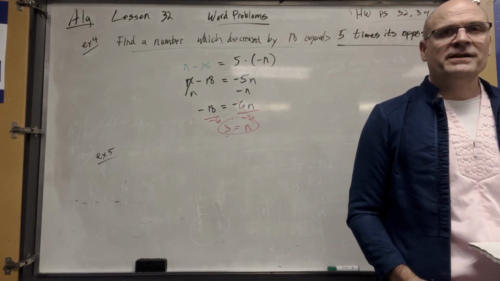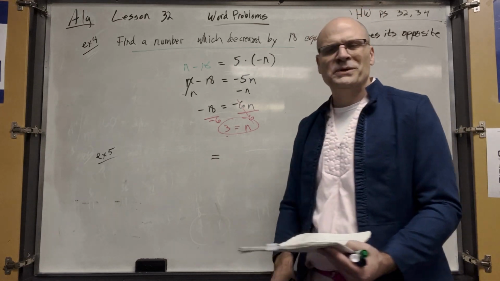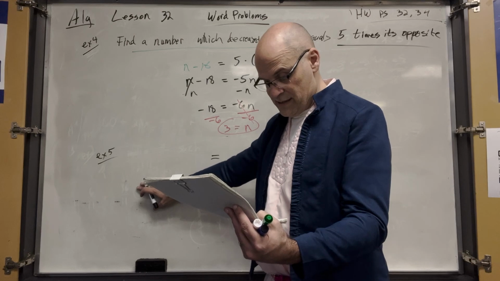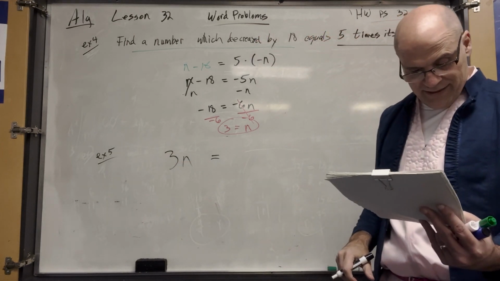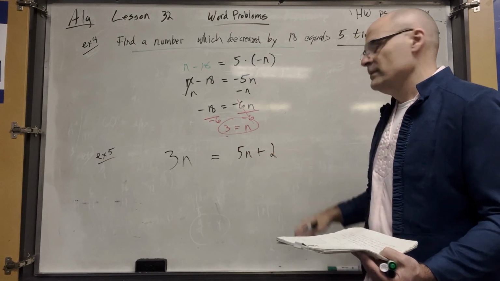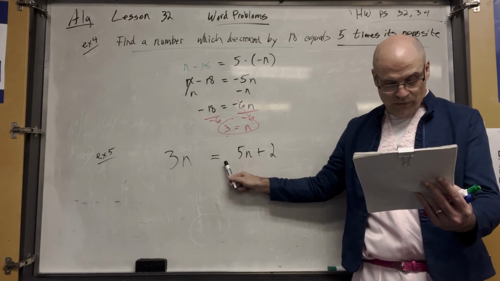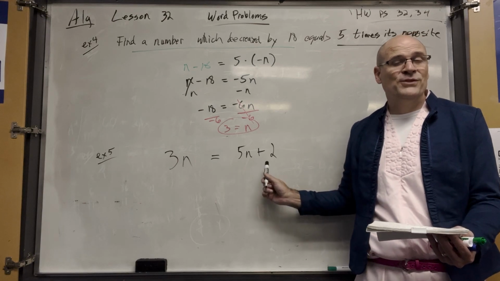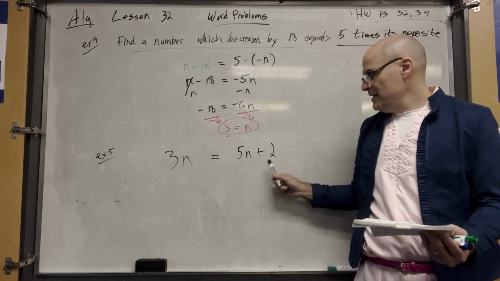Okay, here's another one. We get the same result if we multiply a number by 3, or if we multiply the number by 5, then add 2. So do you see how I translated that? We get the same result if we multiply a number by 3, or, talking about the same result, multiplying that same number by 5, and then add 2.